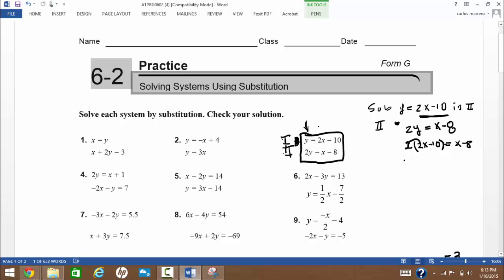Now you apply the distributive property here, which is 2 times 2 is 4x, and 2 times negative 10, which is negative 20, equals x minus 8. From here, after the substitution is made and after the distributive property is made, what you have here is an equation. It's an equation with variables on each side. I have variables on the right, variable x on the left. So we cancel the one with the lowest coefficient.